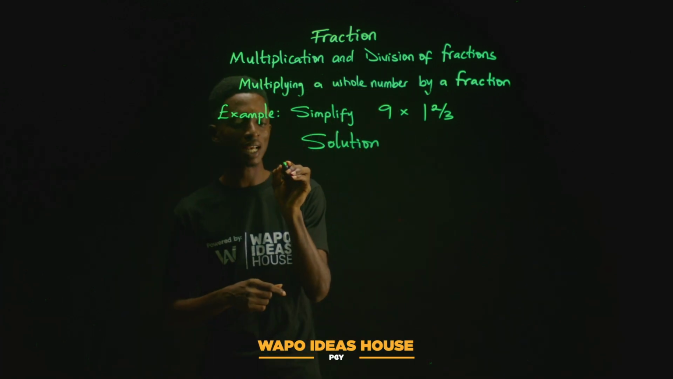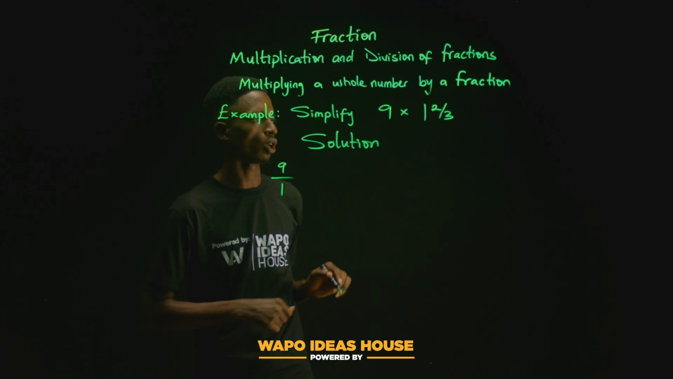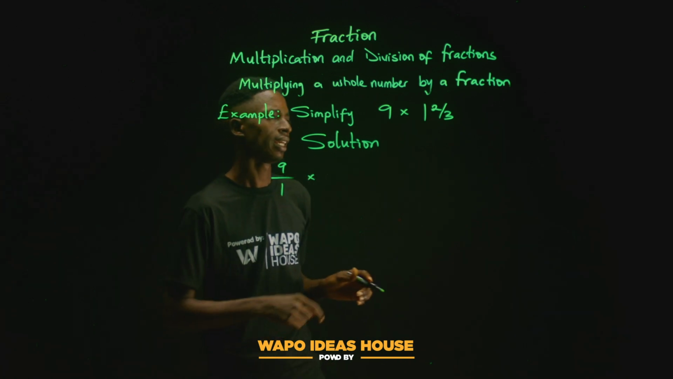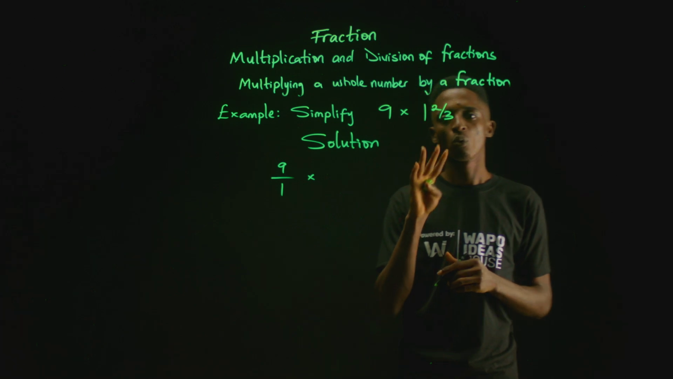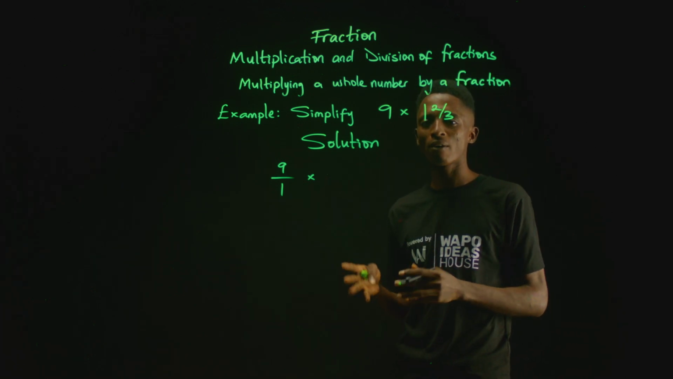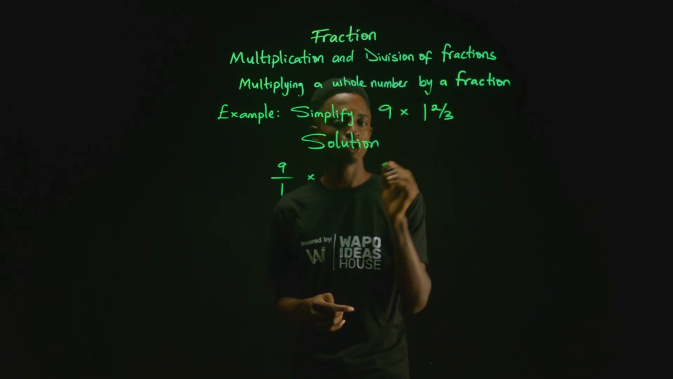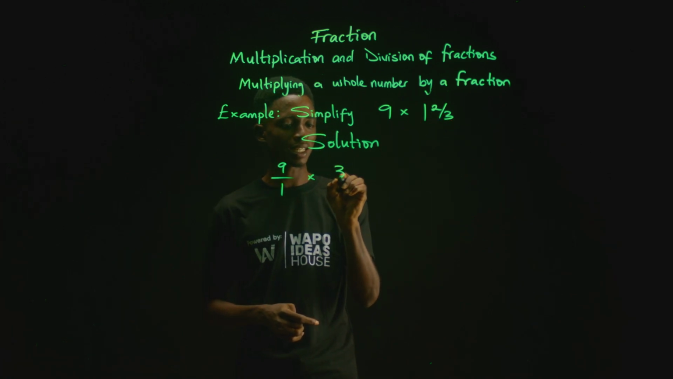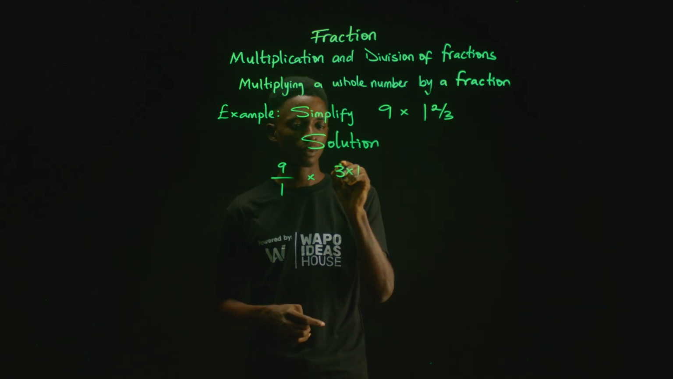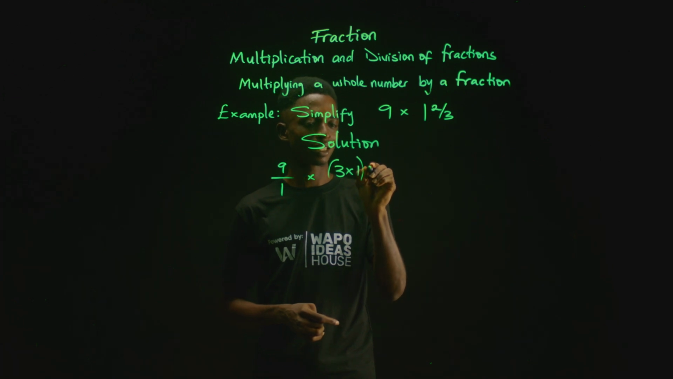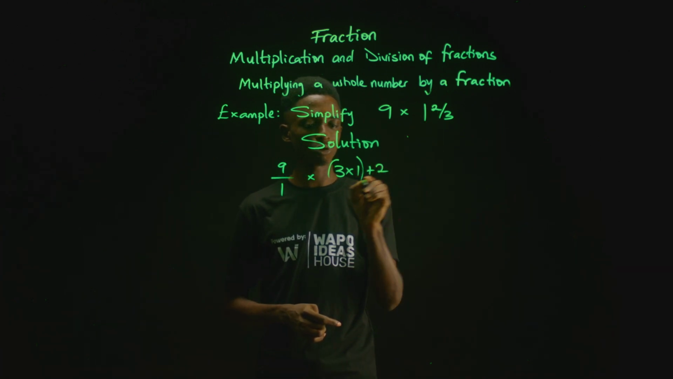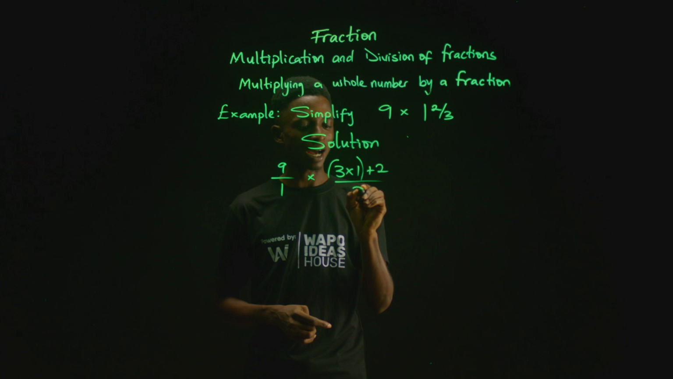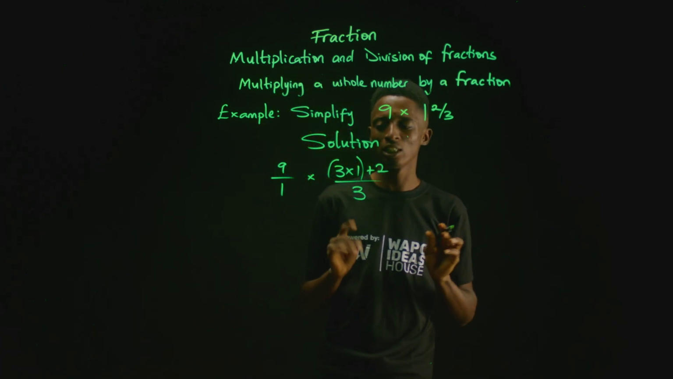So it will be written as 9/1 multiplied by. Now, this mixed fraction, we're going to write it as an improper fraction. And to do that, you multiply the denominator here, that is 3, by the whole number. And then you add that to the numerator, which is 2. Now, divided by, you keep the same denominator.